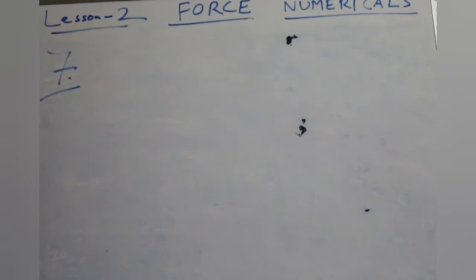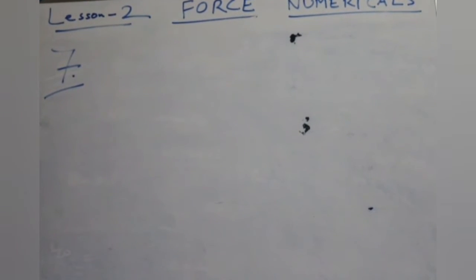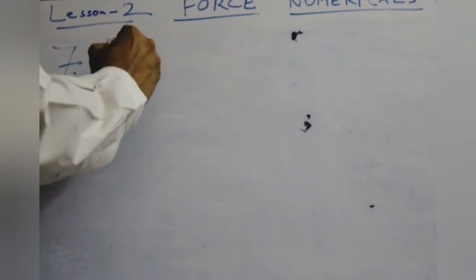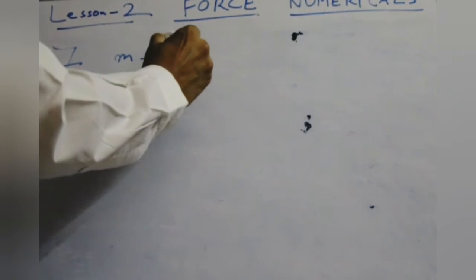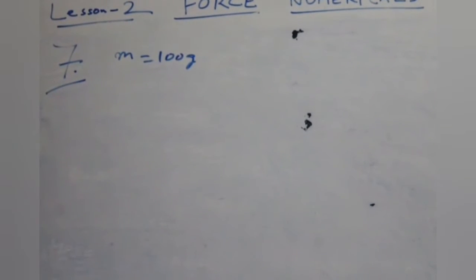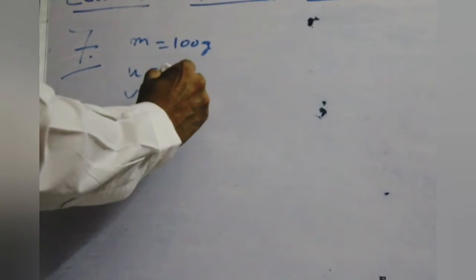Now sum number 7, force, lesson 2. A hockey ball of mass 100 gram, that means mass equal to 100 gram, is at rest. Rest means U is equal to 0. It is hit by a player such that it leaves the hockey stick with a velocity of 40 meter per second. That means final velocity is 40 meter per second.